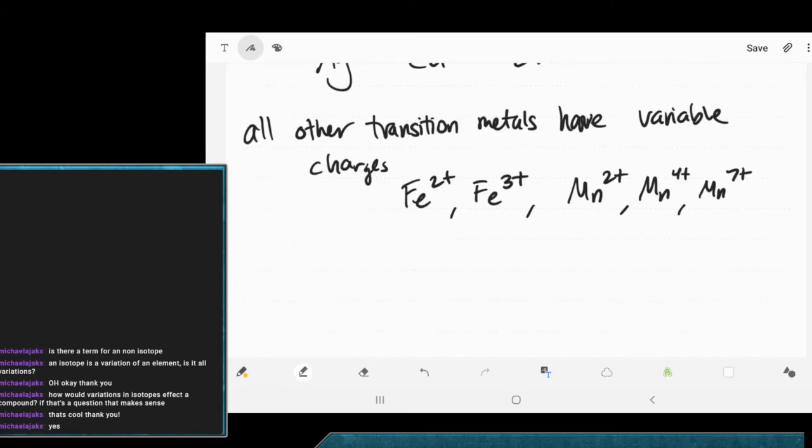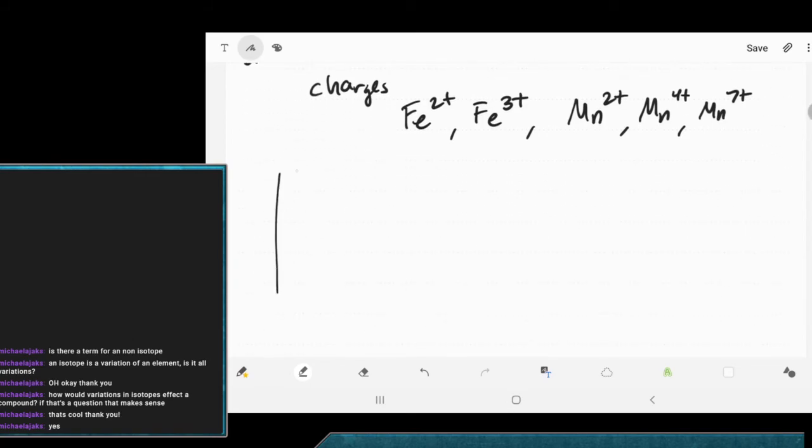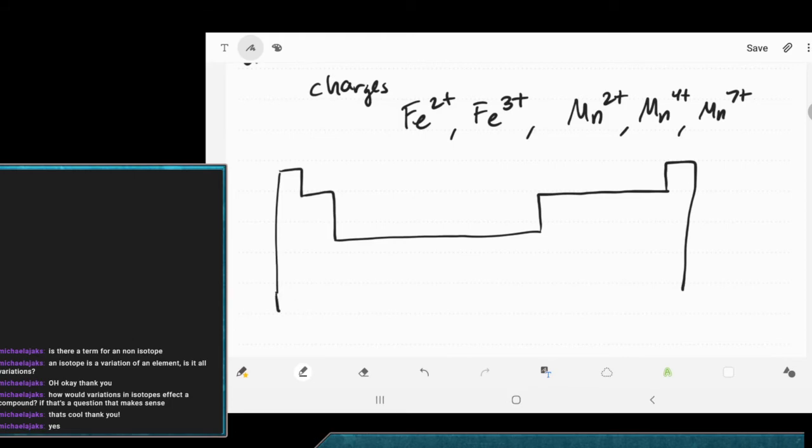Thankfully, those 3 exceptions are located right next to each other. I get better and better at drawing periodic tables as the semester goes on. I always lose it and then it comes back.